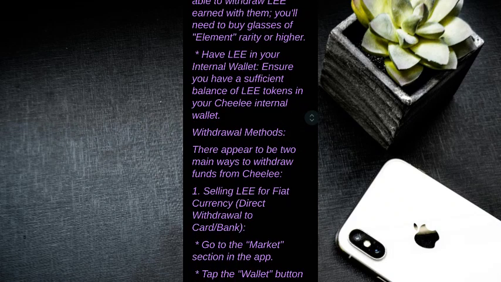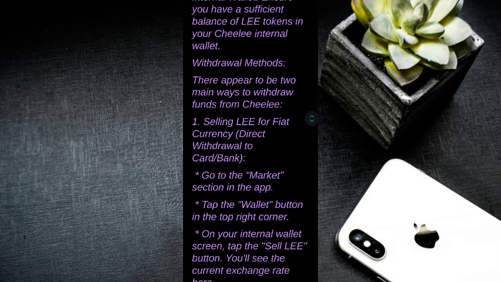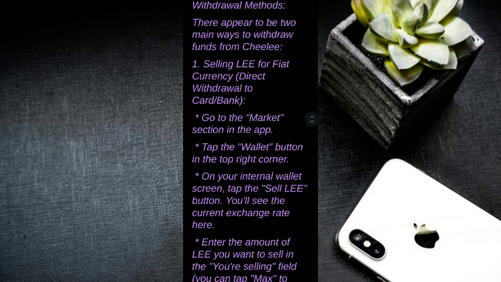And let us go to the withdrawal method. There are about two main withdrawal methods, and the first one is by selling Lee for fiat currency. That is also called direct withdrawal to card or bank. What you do is you go to the market section in the app, tap on the wallet button on the top right corner. On your internal wallet screen, tap the sell Lee button.